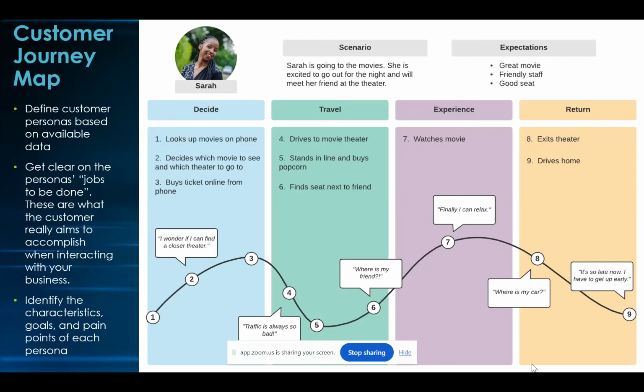So our scenario is Sarah is going to the movies. She's excited for the night out and she will meet her friend at the theater. That's the scenario you created. Her expectations are, I want to see a great movie. I want the staff to be friendly. I want my seat to be good. I don't want to be obscured by anybody. So those are my expectations for the evening.